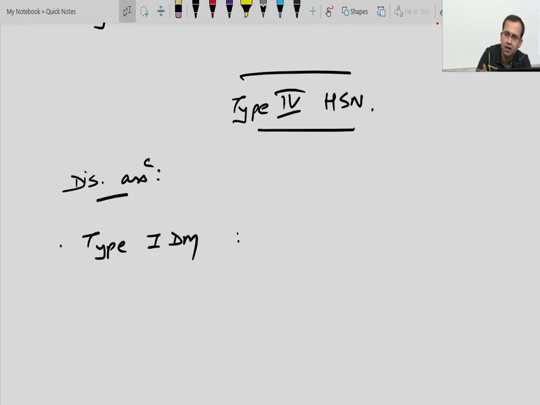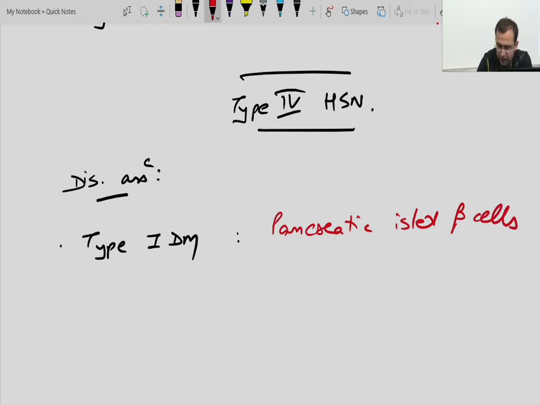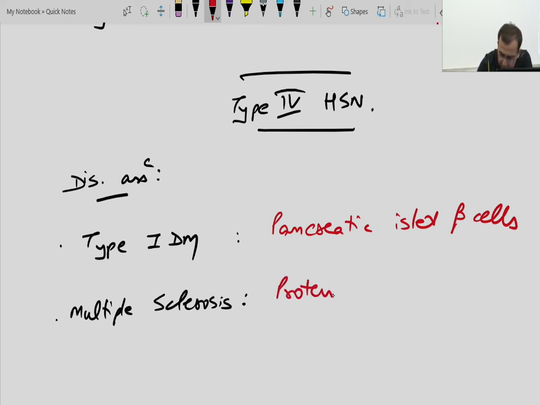Type 4 hypersensitivity is a delayed type of hypersensitivity reaction. So what is the antigen? The antigen is of pancreatic islet beta cells, in type 1 diabetes. Next is multiple sclerosis. The next disease associated with type 4 hypersensitivity, multiple sclerosis. What is the antigen involved? It is a protein antigen in CNS myelin.